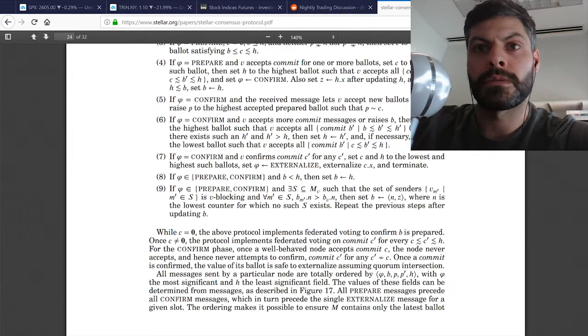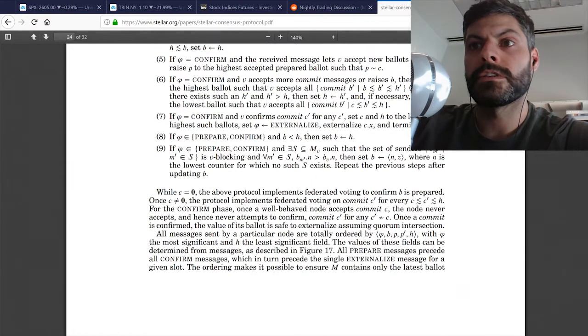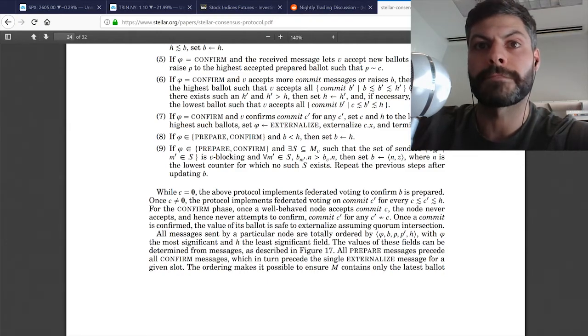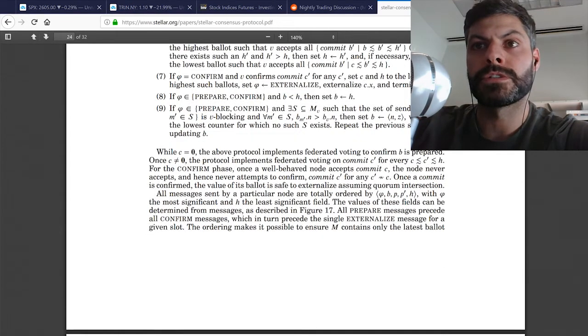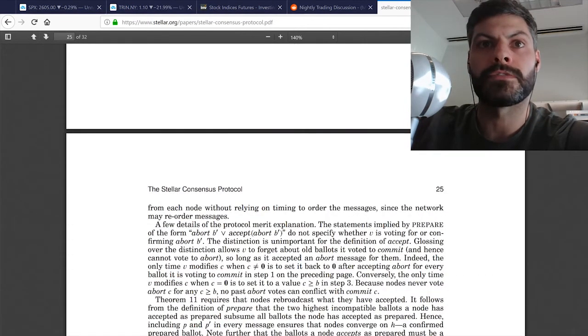All messages sent by a particular node are totally ordered by the tuple (φ, b, p, p′, h), with φ the most significant and h the least significant field. The values of these fields can be determined from messages as described in Figure 17. All prepare messages precede all confirm messages, which in turn precede the single externalize message for a given slot. The ordering makes it possible to ensure M contains only the latest ballot for each node without relying on timing to order the messages, since the network may reorder messages.